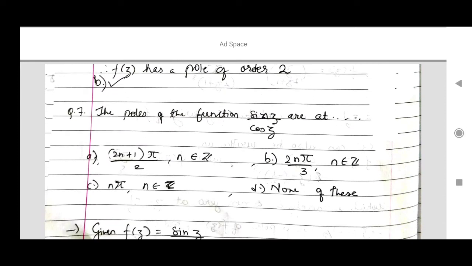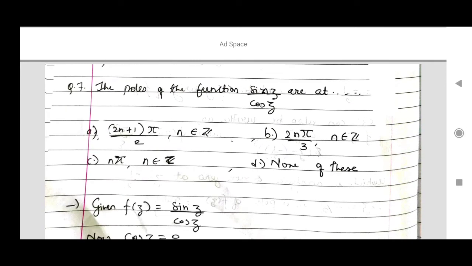So let's move to question number 7. The poles of the function sin z upon cos z are at: option A, (2n plus 1) pi upon 2, where n belongs to integer; option B, 2n pi upon 3, where n belongs to integer; option C, n pi, where n belongs to integer; option D, none of these.